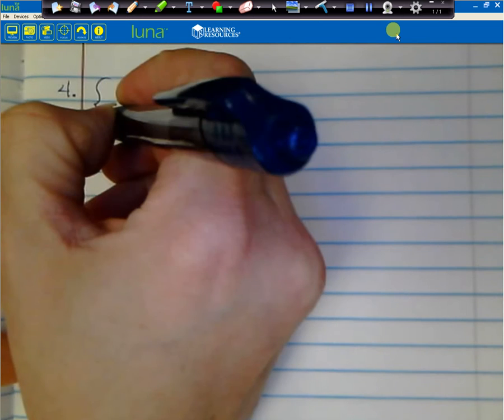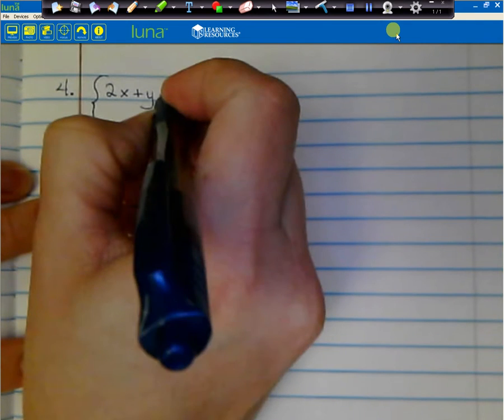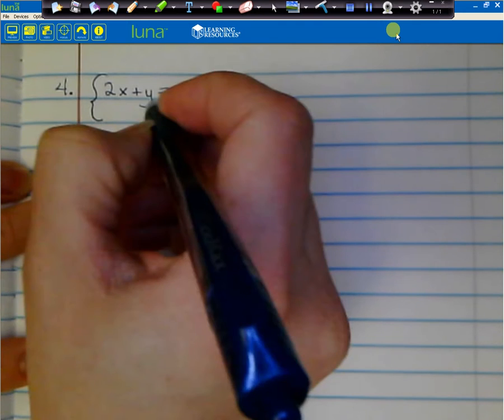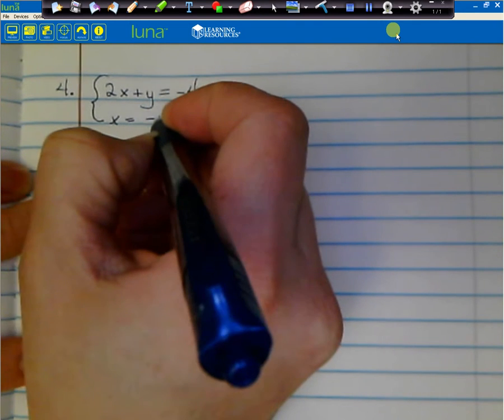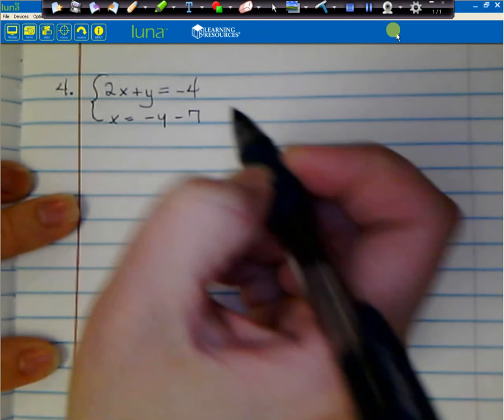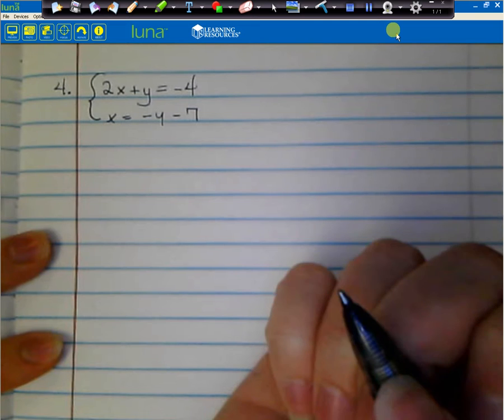All right, for number 4, our two equations are 2x plus y equals negative 4 and x equals negative y minus 7. So get both of those written down before we look at how we're going to substitute in.